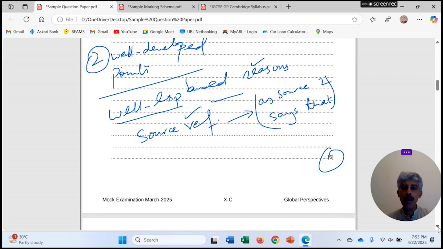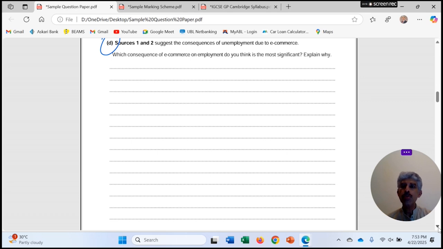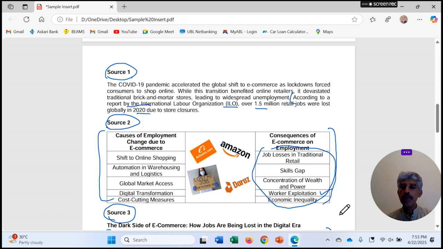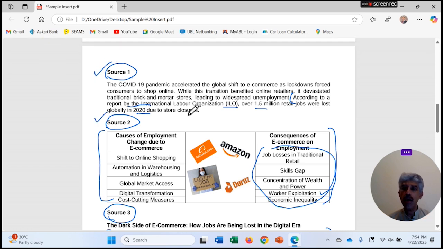So this is about part C, and now the last part of question number 1, that is related to sources 1 and 2 suggest the consequences of unemployment due to e-commerce. Again, if we go to these two sources, the question refers to source 1 and source 2. If we read out, we see that these two have certain consequences given over here of online business or online trading or e-commerce.